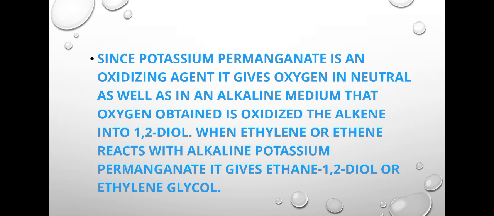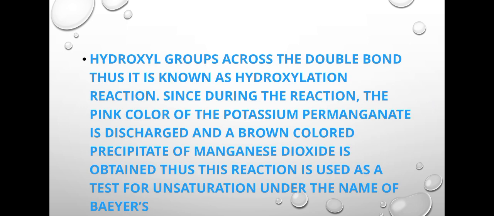When ethene or ethylene reacts with alkaline potassium permanganate, it gives 1,2-ethane diol, or we can say ethylene glycol. Addition of hydroxyl groups across the double bond is thus known as the hydroxylation reaction. Since during this reaction the pink color of potassium permanganate is discharged and brown color precipitate of manganese dioxide is obtained, this reaction is used as a test for unsaturation under the name of Bayer's test.